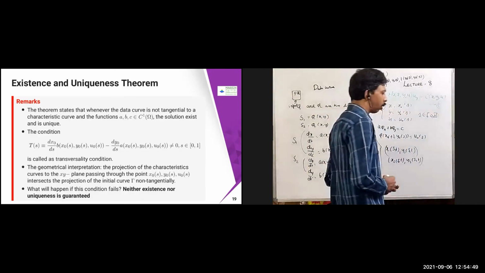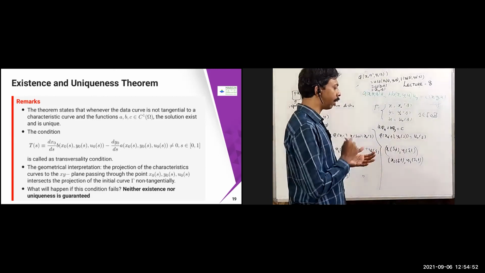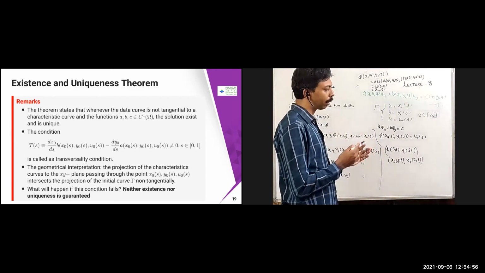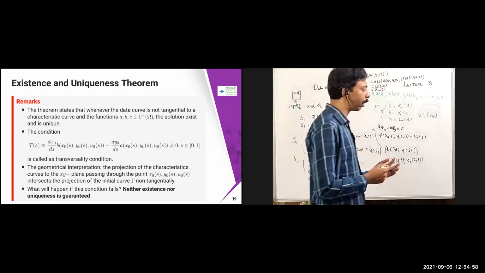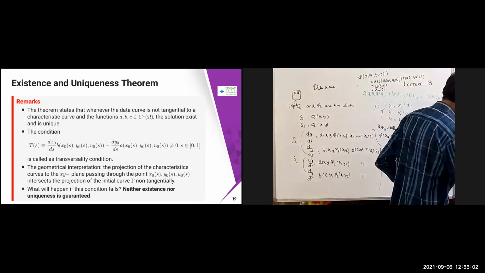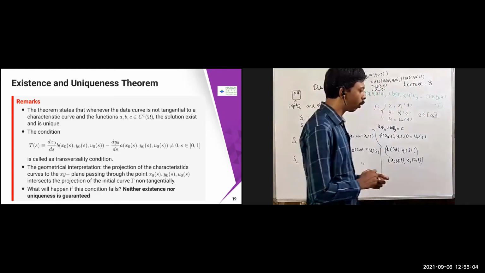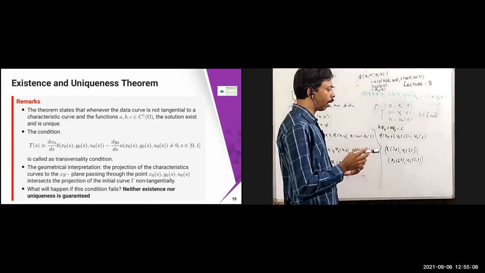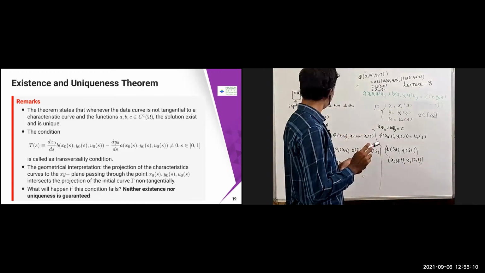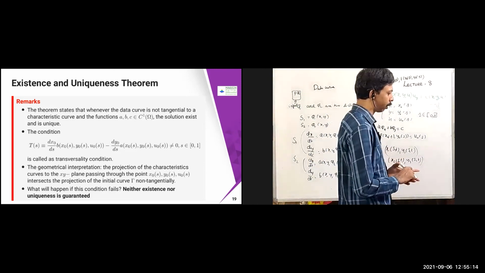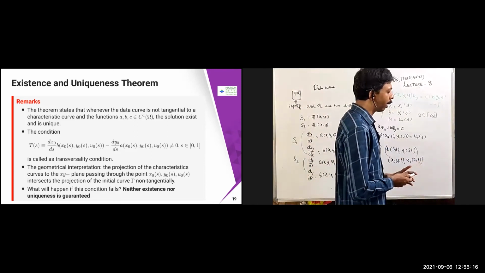So both conditions should be there: the data curve is not tangential to the characteristic curve, and the functions A, B, C belong to C1 of omega. Then the solution is going to exist. As I mentioned earlier, this condition T of s, that is dx naught by ds into B minus dy naught by ds into A, not equal to 0, is called the transversality condition.